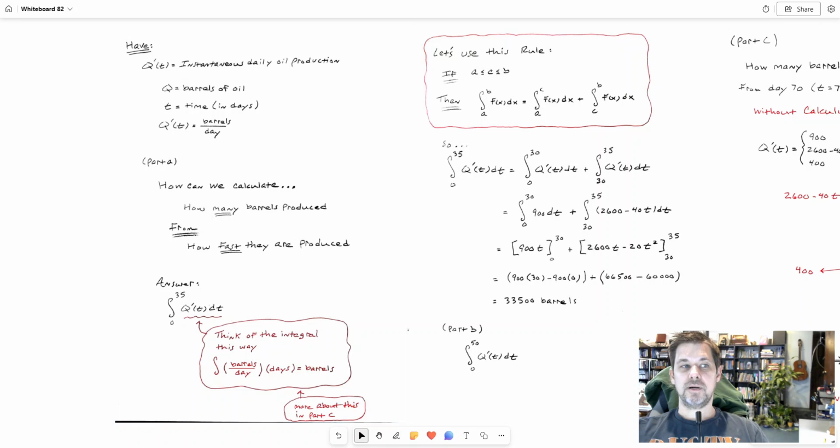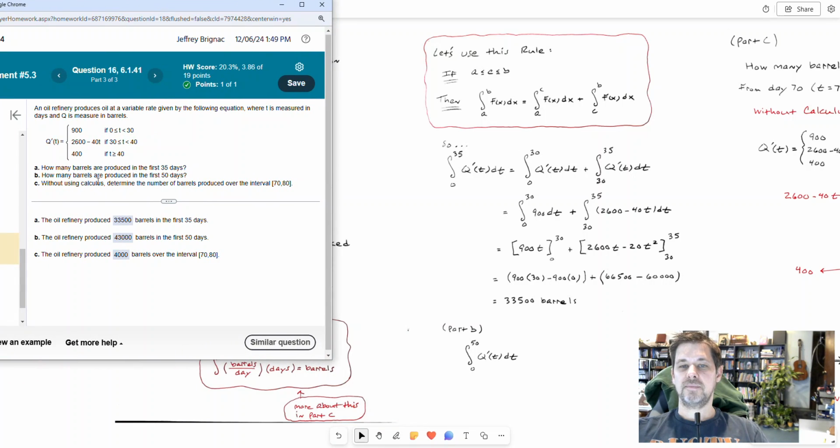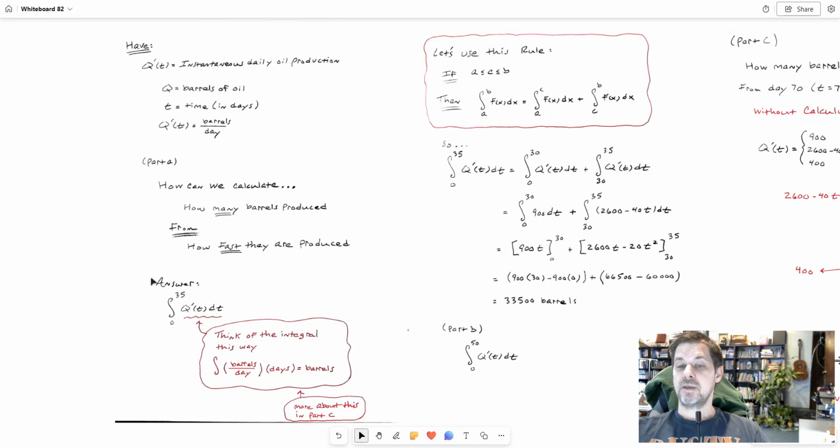So for part A, which is how many barrels are produced in the first 35 days, the answer would be this definite integral, from day 0 to day 35, of Q prime of t dt. As far as a quick reason why this gives us what we want in part A, you could think of the integral this way.